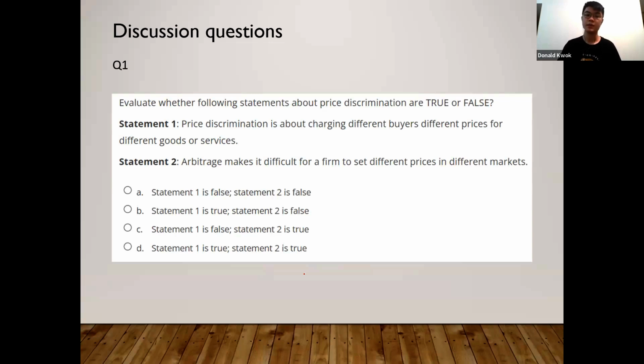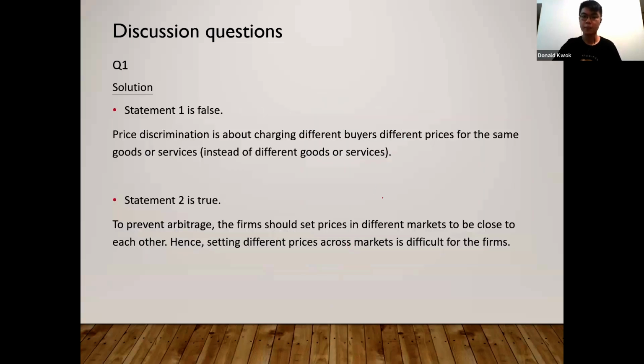Okay, so let's go through the statements one by one. The first one: price discrimination is about charging different buyers different prices for different goods or services. So this would be false, because price discrimination is talking about charging different buyers different prices for the same goods or services. So if you are buying an apple and I'm buying a watermelon, it's likely that the price is different, and this is not called price discrimination, right?